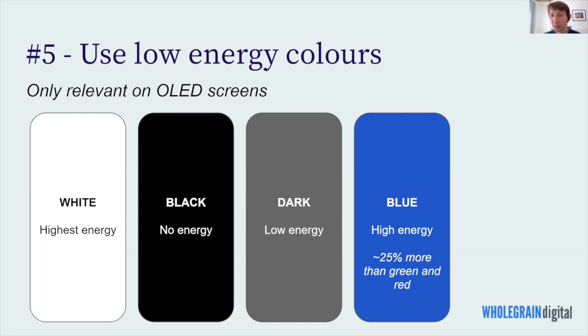And then weirdly, blue uses more energy. Google did a study where they found that blue used a lot more energy on OLED screens, 25% more than green and red pixels. So that's part of the reason why we changed our brand colors. Our whole grain brand colors were white and blue, which was obviously a bad combination. So we shifted to darker colors, less blue.